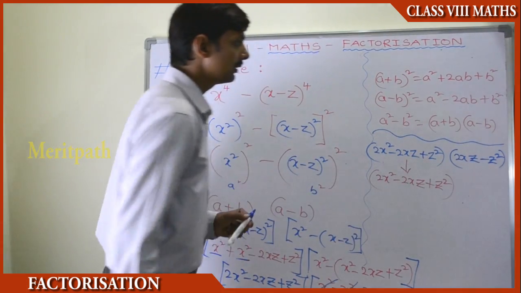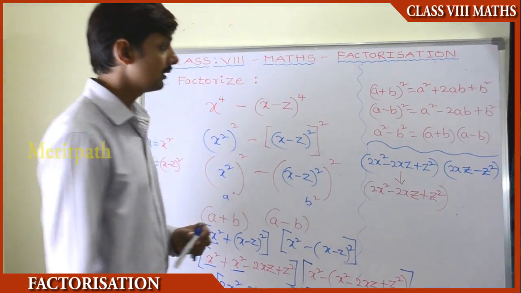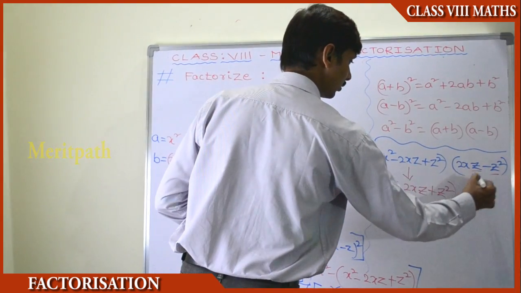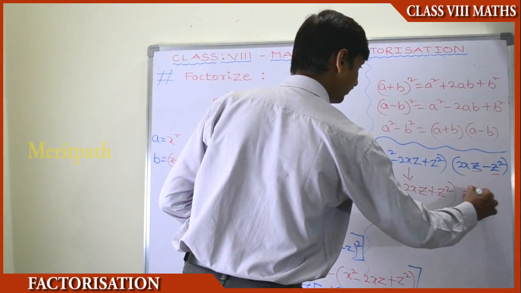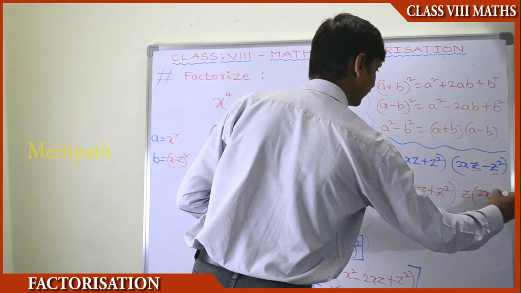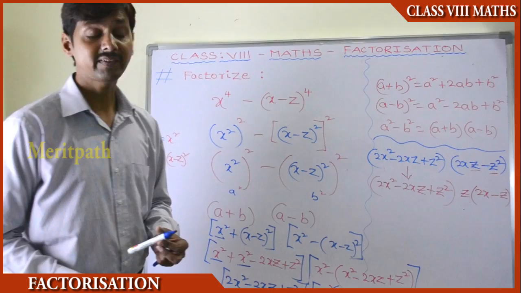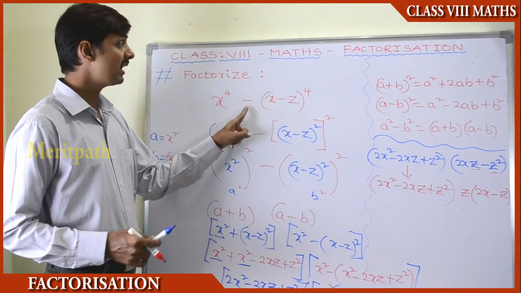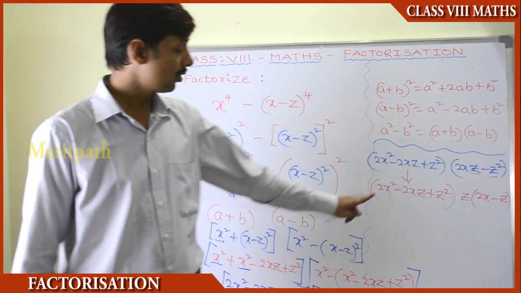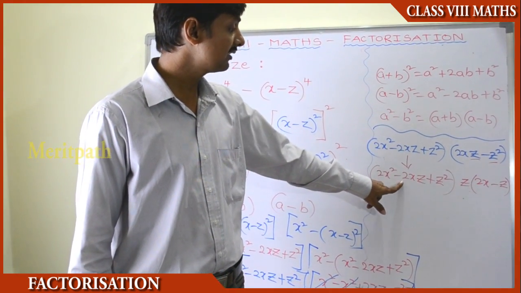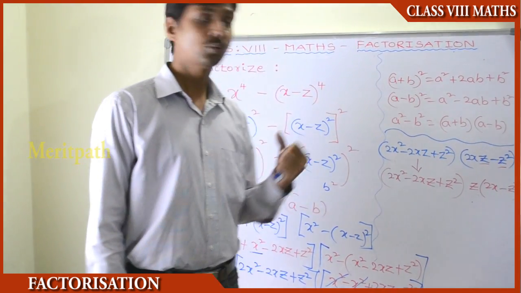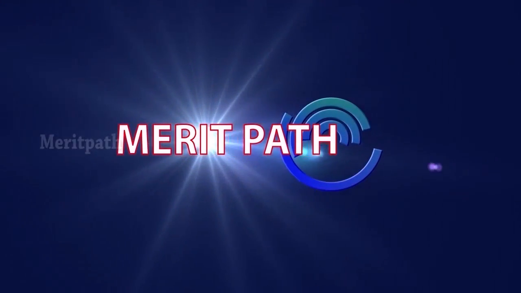So here there is a common of z in both of the terms. So let's take z in common, then we'll be getting here 2x minus z. So finally, after factorization of x power 4 minus x minus z whole to the power of 4, we got the factors: 2x square minus 2xz plus z square, and z into 2x minus z.